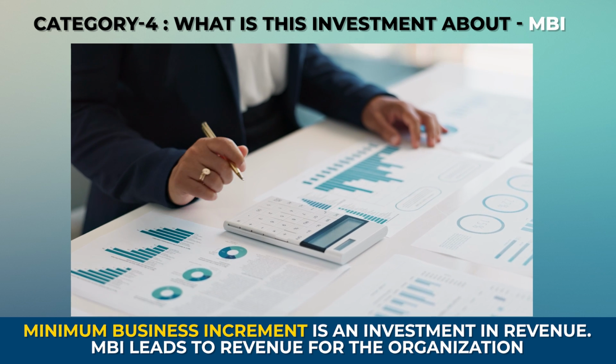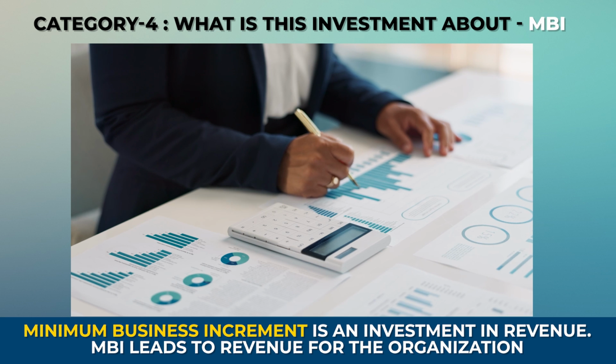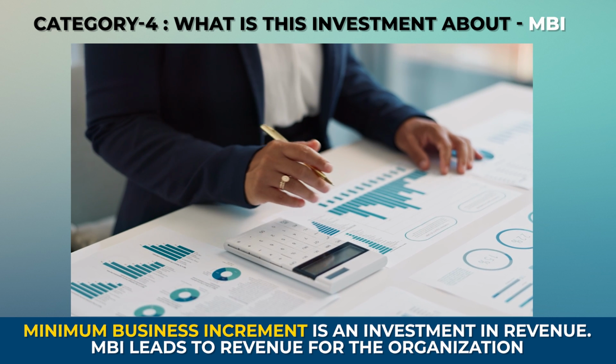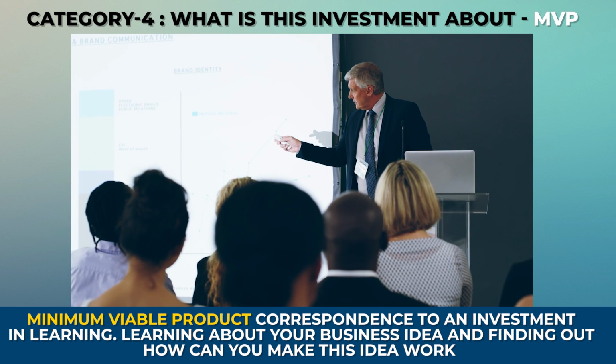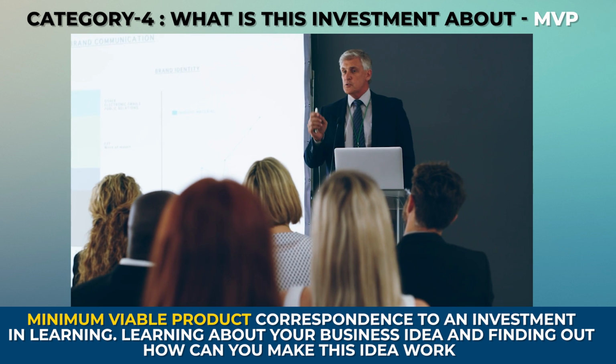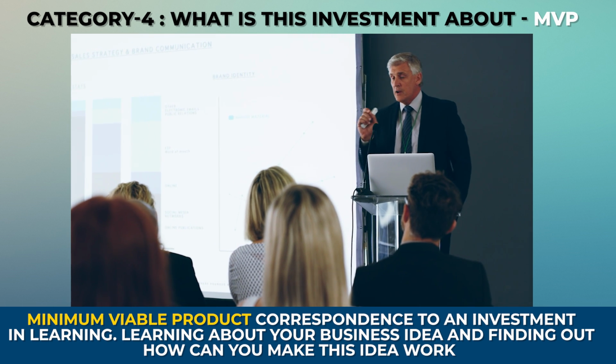The fourth thing that I want to talk about is what is this investment about, or what is the real purpose of it. So MBI is an investment in revenue, means MBI leads to revenue for our organization, whereas MVP corresponds to an investment in learning about your assumptions, learning about your business idea and finding out how can I make this idea work, or if there is no demand for this idea, then I want to stop it right now, right here. Right? So it is an investment in learning about something that you are trying to build, taking it to the early adopters and trying to figure out if there is any demand for this particular business idea.